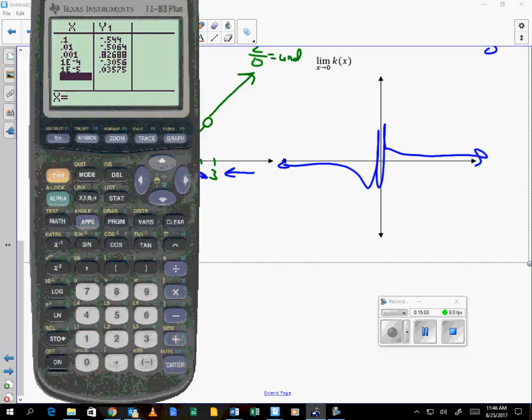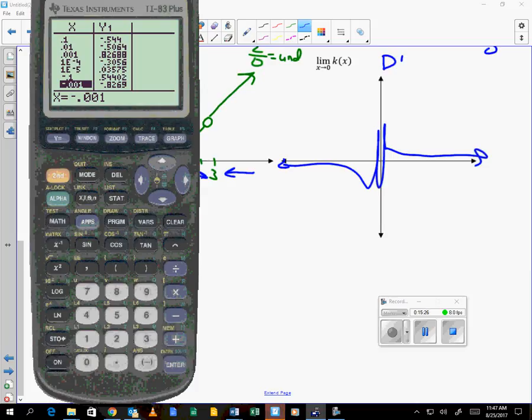Let's try to approach it from the other side. Negative 0.1, negative 0.01, negative 0.001. Yeah, we're getting those same values. They're just opposite. They're never isolating in on a specific value. So if they won't come to a specific value, then we say that the limit does not exist.